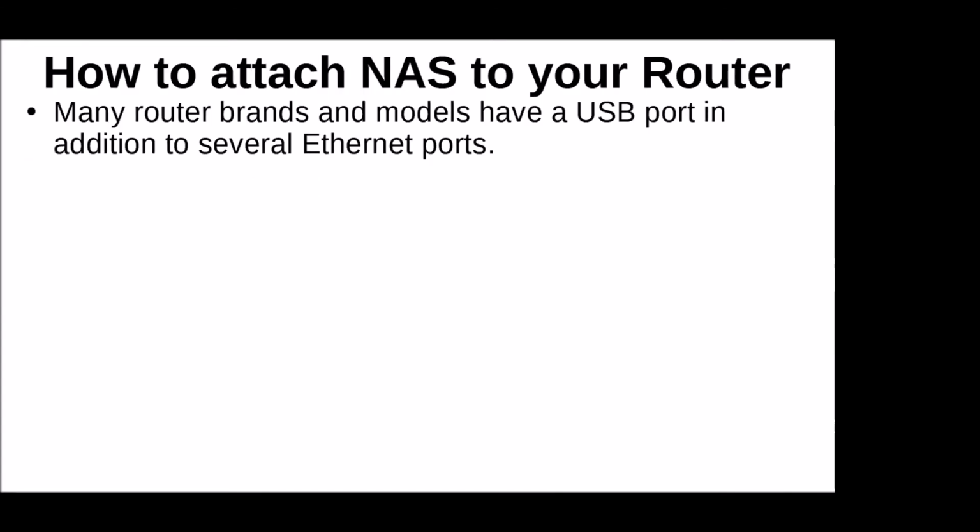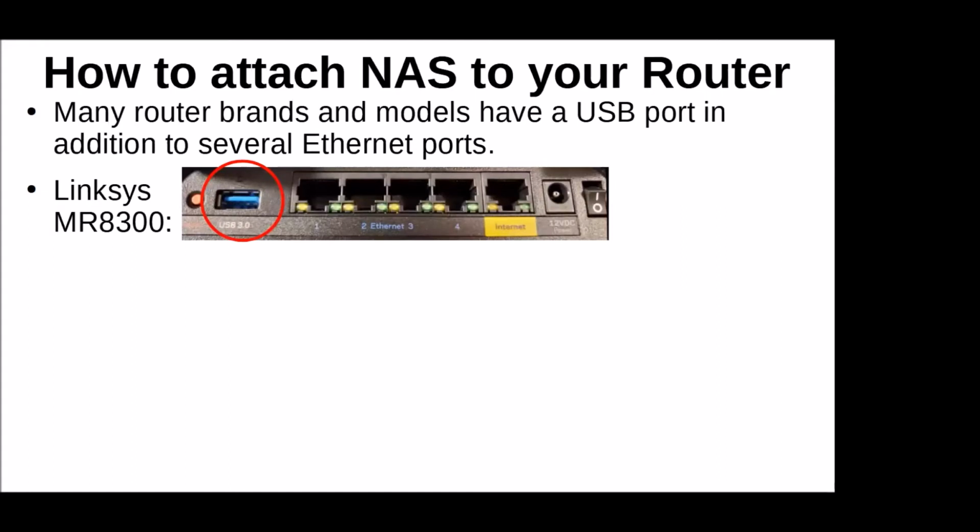Now, let's talk about NAS and how to attach it to your router. And this is the key. Many router brands and models now have a USB port in addition to several internet ports. Here's an example on the MR8300. Here's the back of the unit. You see the power and the power switch on the right. You see a connection for the internet, followed by 4 Ethernet connections, and then 1 USB 3.0 socket.